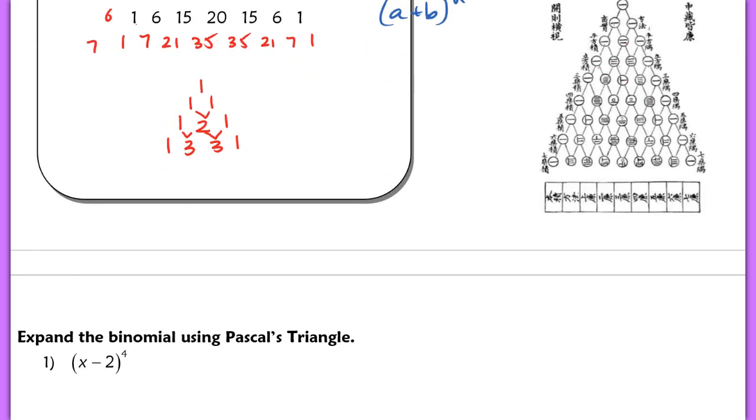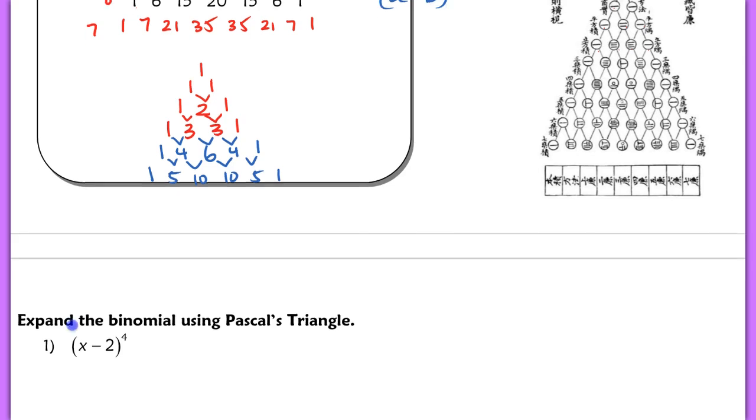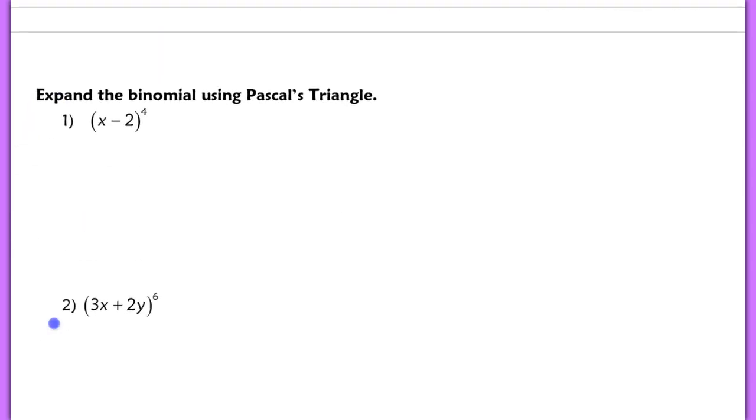So again, I start with 1. I add 1 and 3, I get 4. Add 3 and 3, I get 6. Add 3 and 1, I get 4. The last number is always just a 1. So this is going to take practice. It's not that hard, but you might make some small mistakes here and there. But you can quickly see how you can get a lot of the rows just by adding. Okay? So how do we now use that when we're expanding?